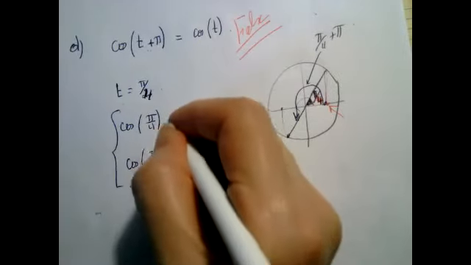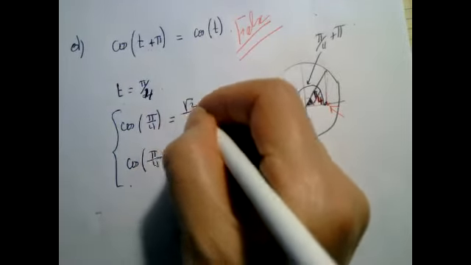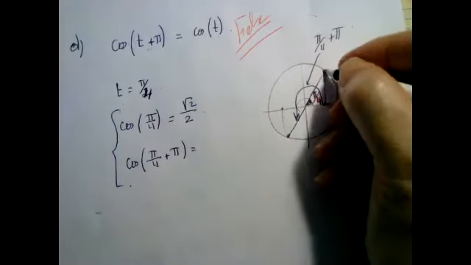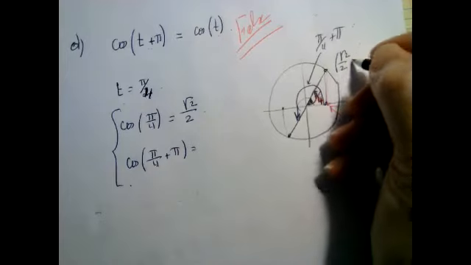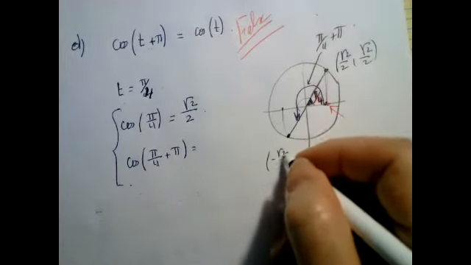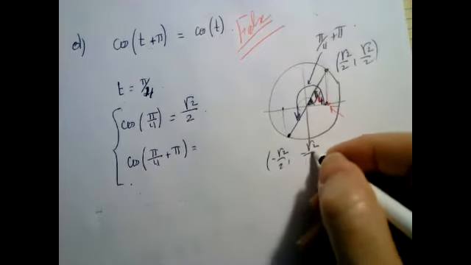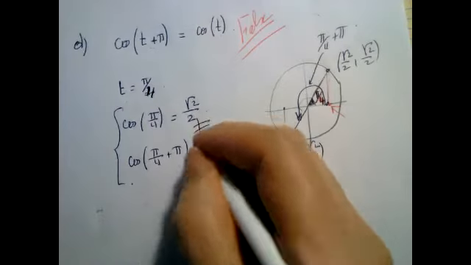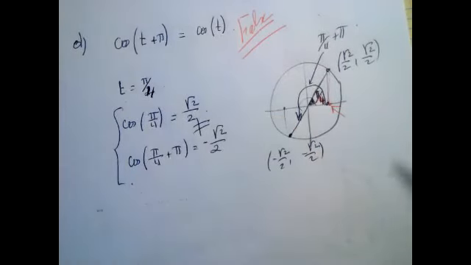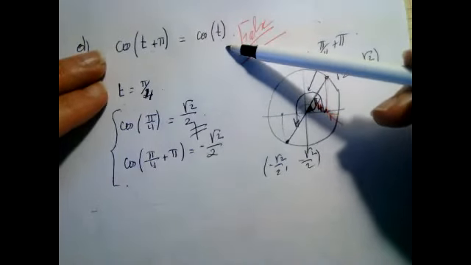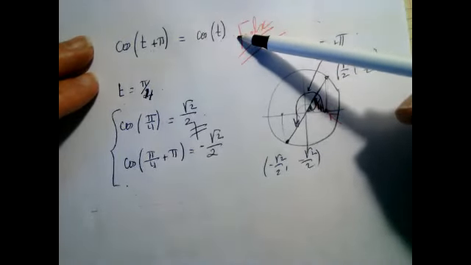And if you evaluate, the cosine of pi over 4 is the square root of 2 over 2. And so this point here, if you remember, is square root of 2 over 2, square root of 2 over 2. This one is minus the square root of 2 over 2. Absolutely different from one another. So that's false because you were able to give me an example where it is false.